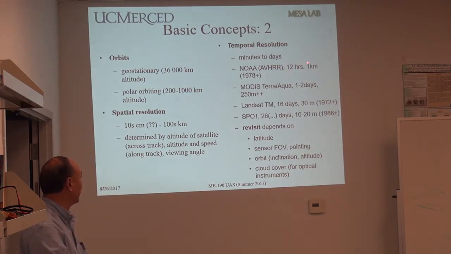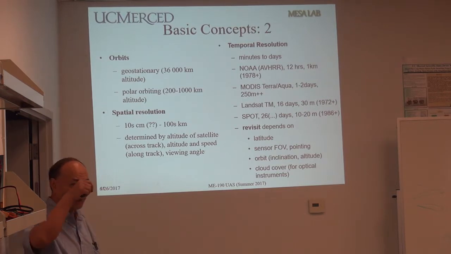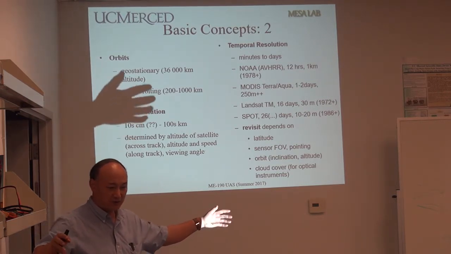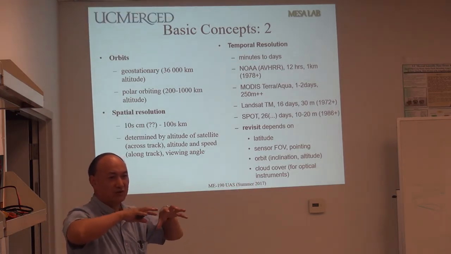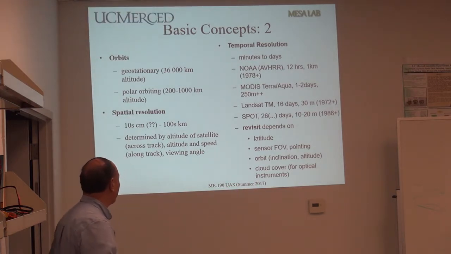Okay, 1 kilometer resolution, started in 1978. MODIS is 1 to 2 days, and the resolution is 250 meters, meaning that if it is a pixel, that pixel is 250 meters, this region is one point.